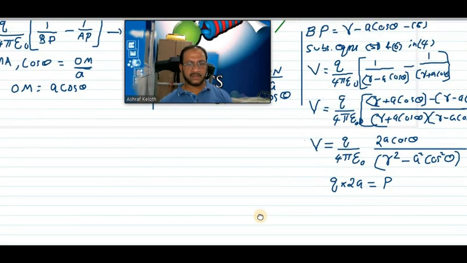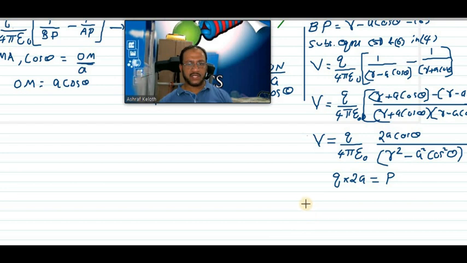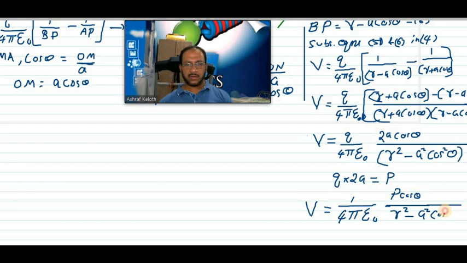That is the final equation, the potential at any point. V is equal to 1 by 4 pi epsilon naught, the standard format, then Q into 2a is P, so P cos theta, divided by r square minus a square cos square theta.